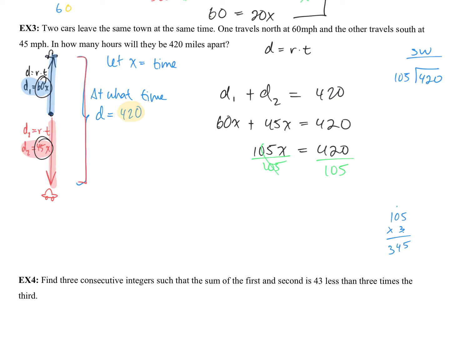How about if we go into it 4 times? Okay, so that'll be 20. 4 times 0 is 0, plus 2. 4 times 1 is 420. Hey, look at that. It goes into it perfectly 4 times. So, x is going to equal 4.